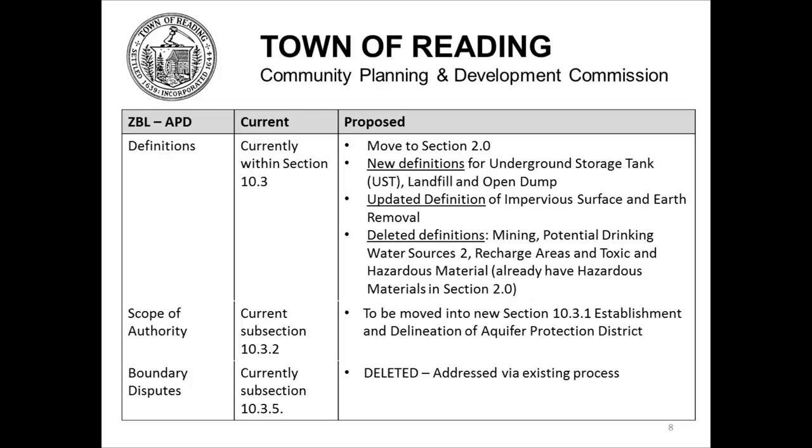Terms like mining, potential drinking water sources zone 2, recharge area, and toxic and hazardous materials. We moved the scope and authority to a new section 10.3.1 to make it more pronounced and to provide a firmer starting point to this section of the bylaw. And as a means of simplification, we deleted boundary disputes as this is already being addressed via existing processes.